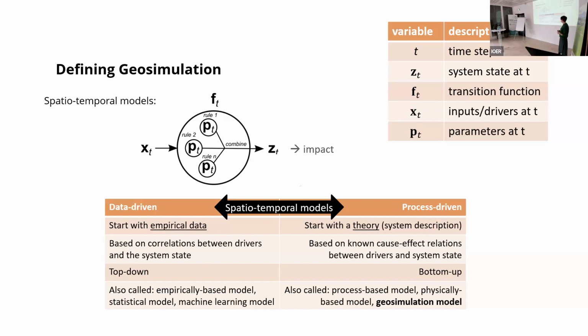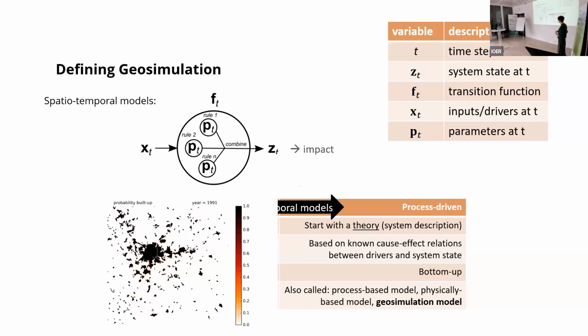These types of models are called process-based models, physically based models, but also geosimulation. And the difference between geosimulation and the other two terms is that it also refers to behavior of humans and not only natural processes. That's why I tend to use that term in my work.